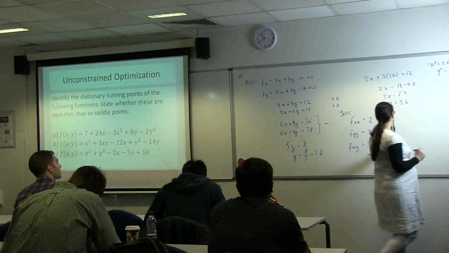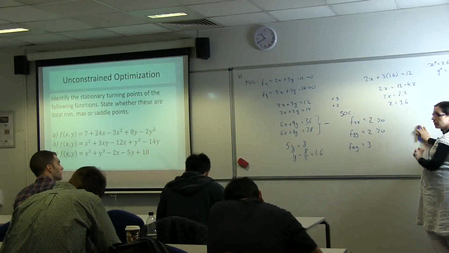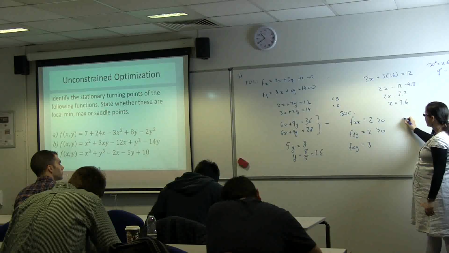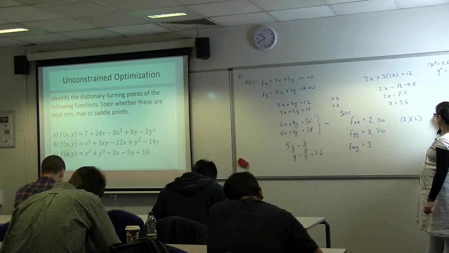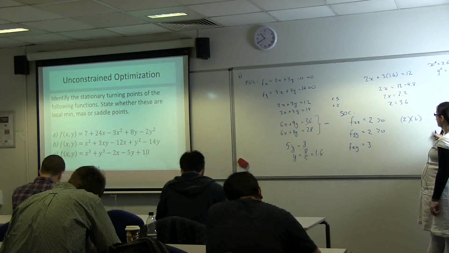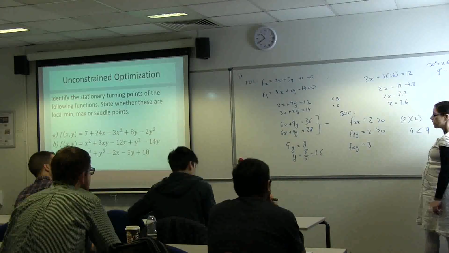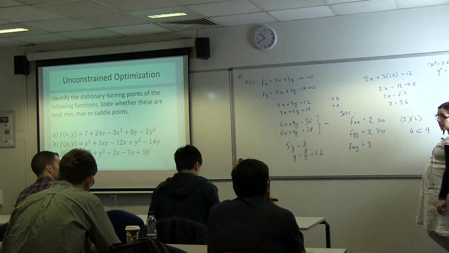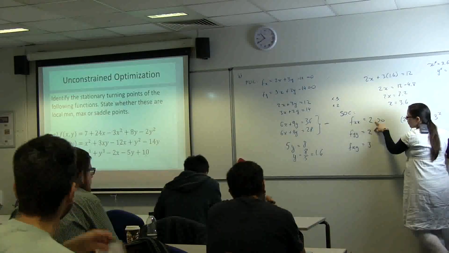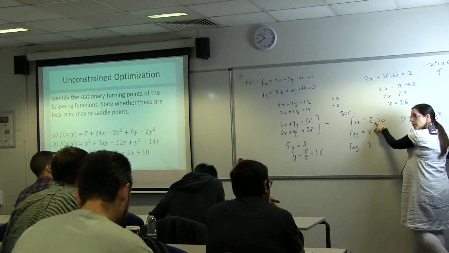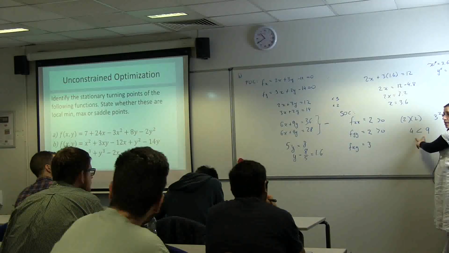Okay, so check the last condition. fxx is 2, fyy is 2, and fxy is 3 squared. So that is 4 less than 9. What does it tell me? Saddle point. Okay? So this is one of those examples when both of yours are positive, so you think you're on your way to finding a minimum, but by looking at the last condition, it actually turns out to be a saddle point.